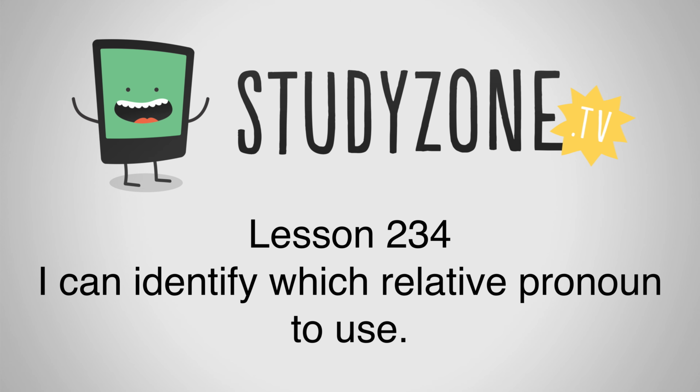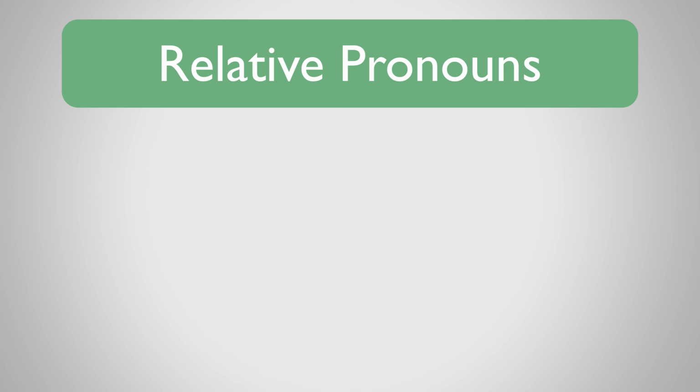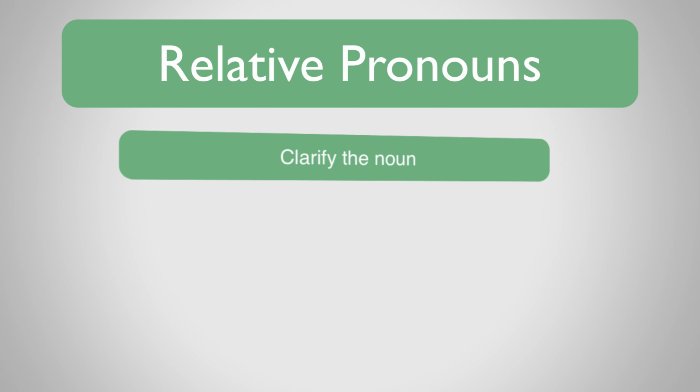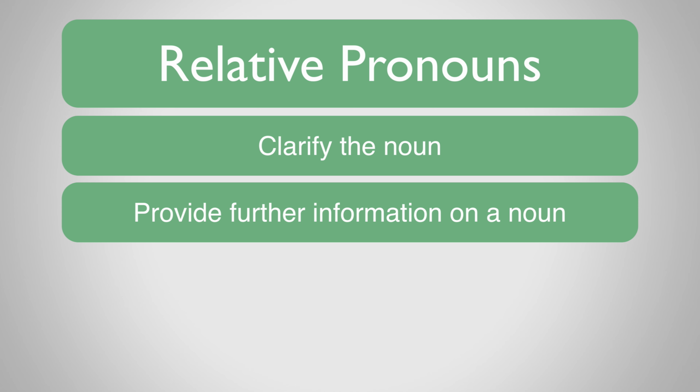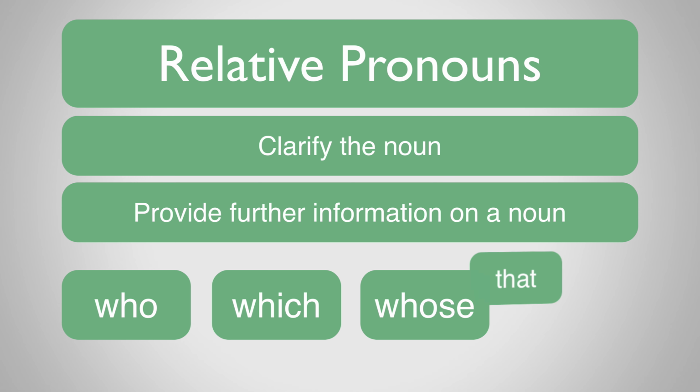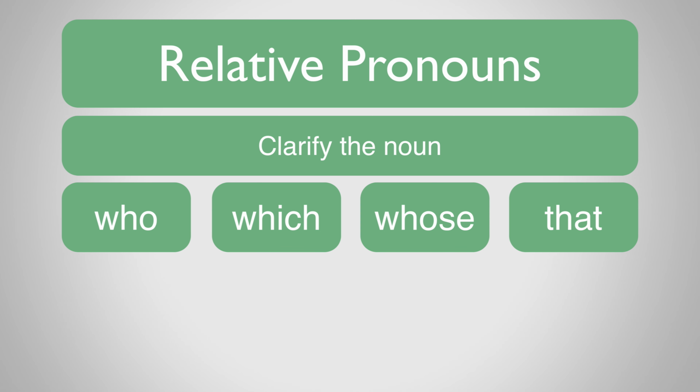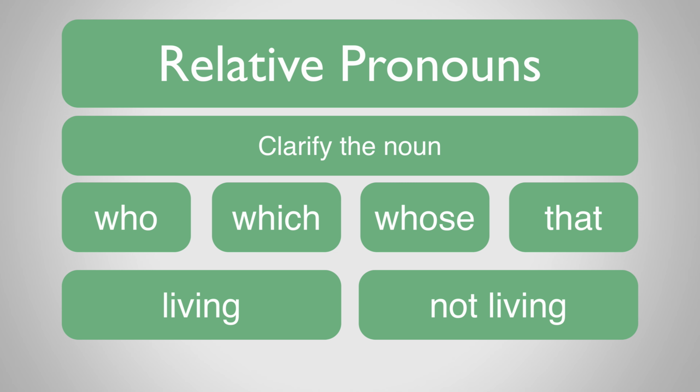We already know that a relative pronoun is a special type of pronoun that is used to either clarify which noun we're talking about or to provide further information on a noun. We also know that the most common relative pronouns are who, which, whose, and that. The relative pronouns we choose to use will depend upon whether we're clarifying a noun that is living or not.